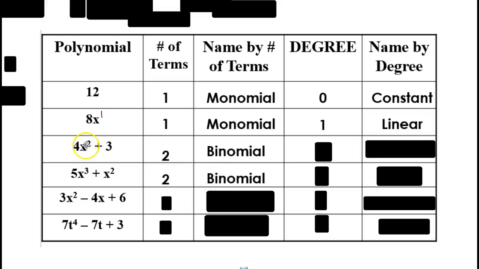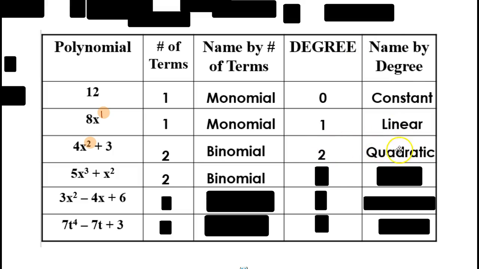The degree of our example here, 4x squared plus 3, the biggest exponent is 2, which would mean that the degree is 2. And if the degree is 2, then it's called a quadratic. We should be fairly used to quadratics after the last unit. If the biggest exponent is a 3, then it has a degree of 3, and we would call it a cubic.